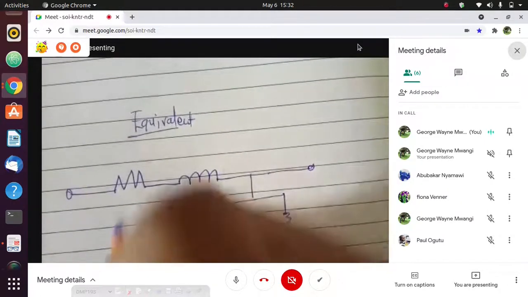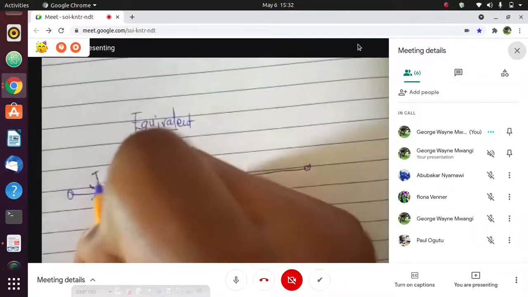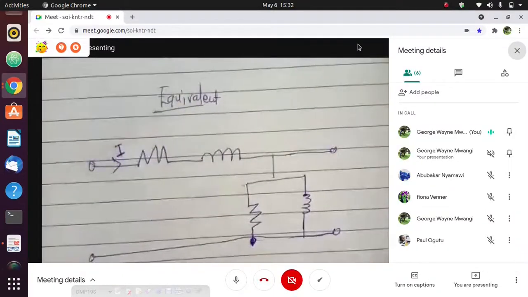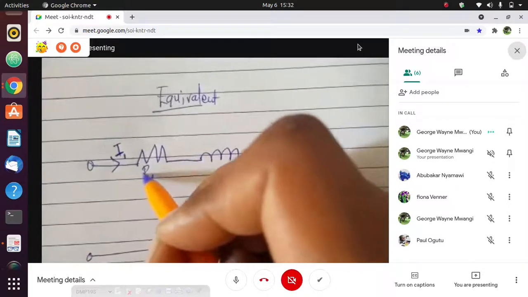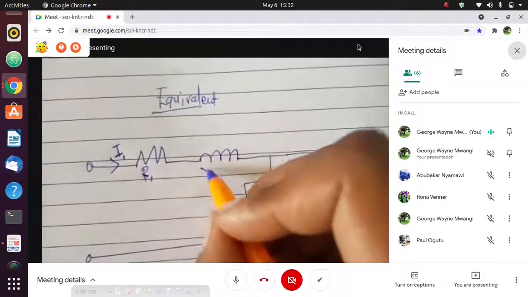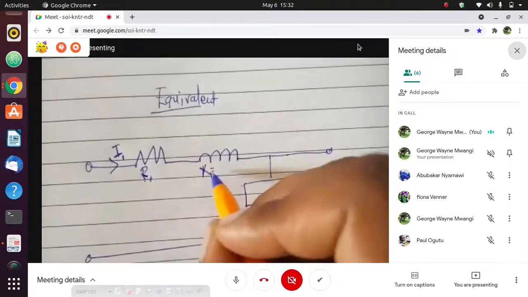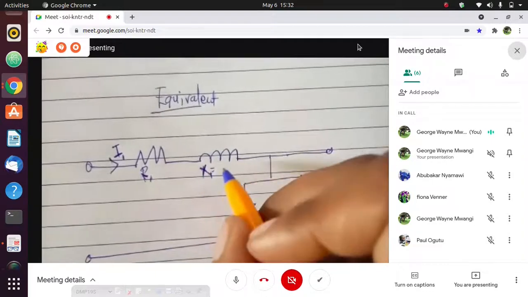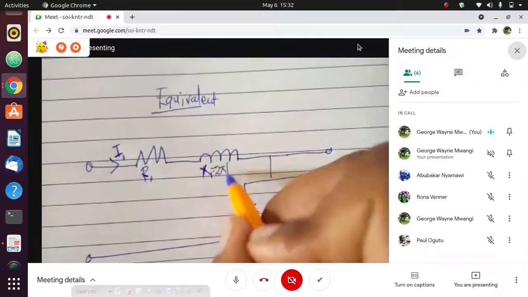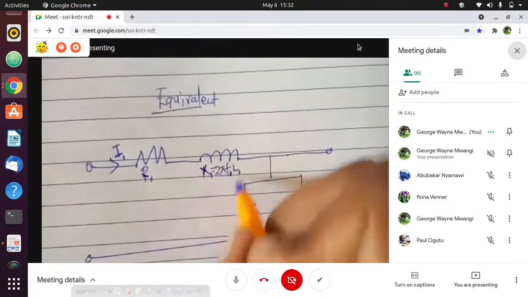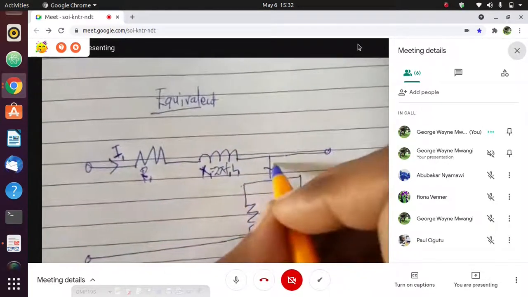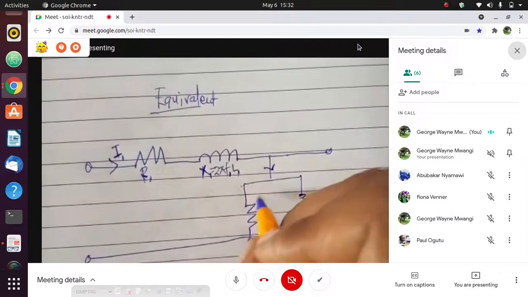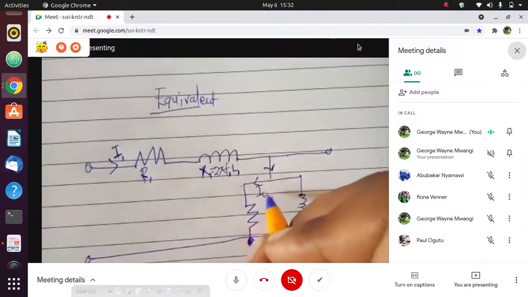So this is the current, the stator current, I1. We have the resistance in the stator, R1. We have the reactance in the stator, denoted as X1, which is given by 2 pi F1 times L1, because this is a stator circuit. Then we have here IC, which is the core current.